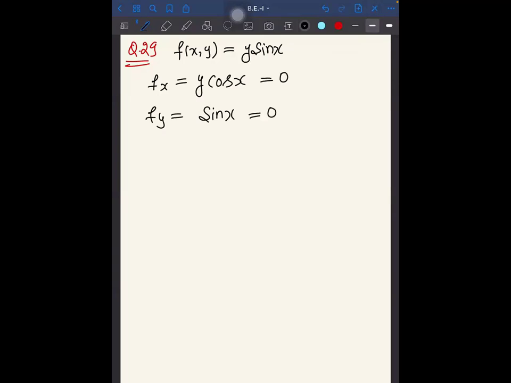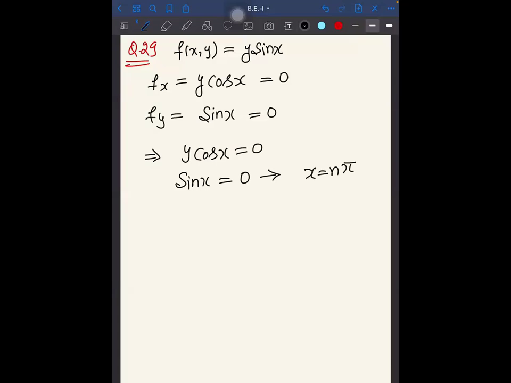So first of all, you have y sin x is equal to 0. Sorry, y cos x. So first of all, you have y cos x is equal to 0, and then you have sin x is equal to 0. Can you tell me how you are going to solve sin x is equal to 0? What is the solution of sin x is equal to 0? x is equal to n pi.